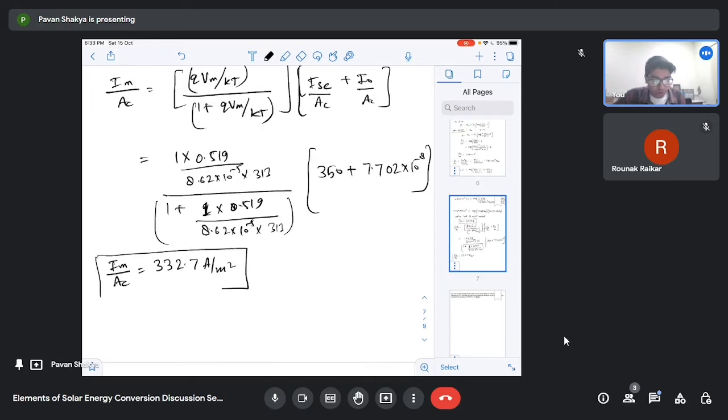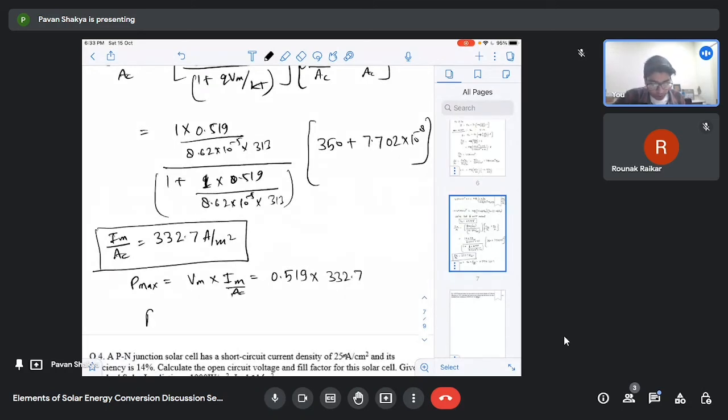Okay, so now we have the values for this voltage and current at which the power will be maximum. So from here we can find out the maximum power, that will be equal to the Vm multiplied by this Im. We have the value for this Vm, that is 0.519. Similarly we have the value for this Im, that is 332.7. So I am writing the value for this Im by AC, so this will be the power per unit area. Okay, so this Pmax will come out as 172.7 watt per meter square.